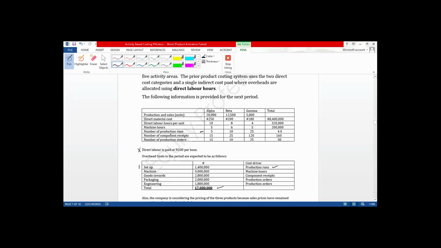Now look at production run. 5 for alpha, 10 for beta, 25 for gamma. If you sum up, examiner says 40. This is not tied to anything.